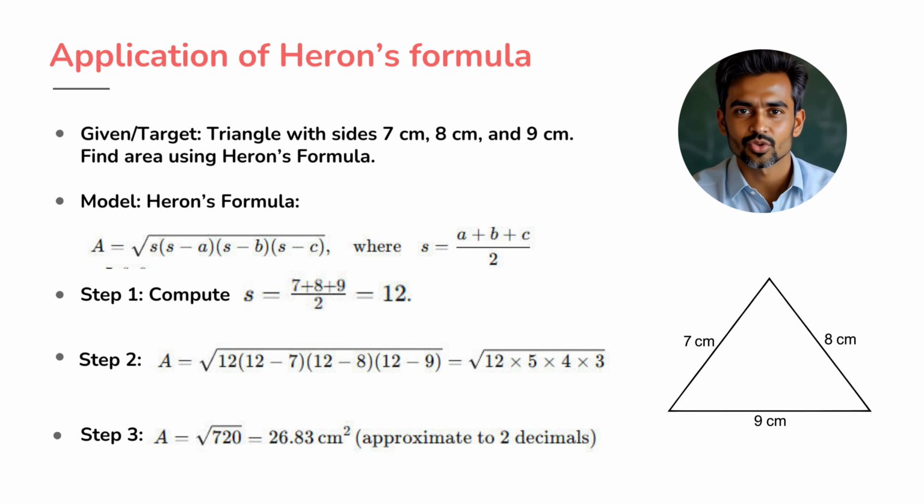So area equals square root of 12 times 5 times 4 times 3. Multiplying inside the root, 12 times 5 is 60, times 4 is 240, and times 3 is 720. Finally, area equals square root of 720, which is approximately 26.83 square centimeters when rounded to 2 decimal places. Imagine the triangle labeled with sides 7 centimeters, 8 centimeters, and 9 centimeters. It really helps to visualize everything.